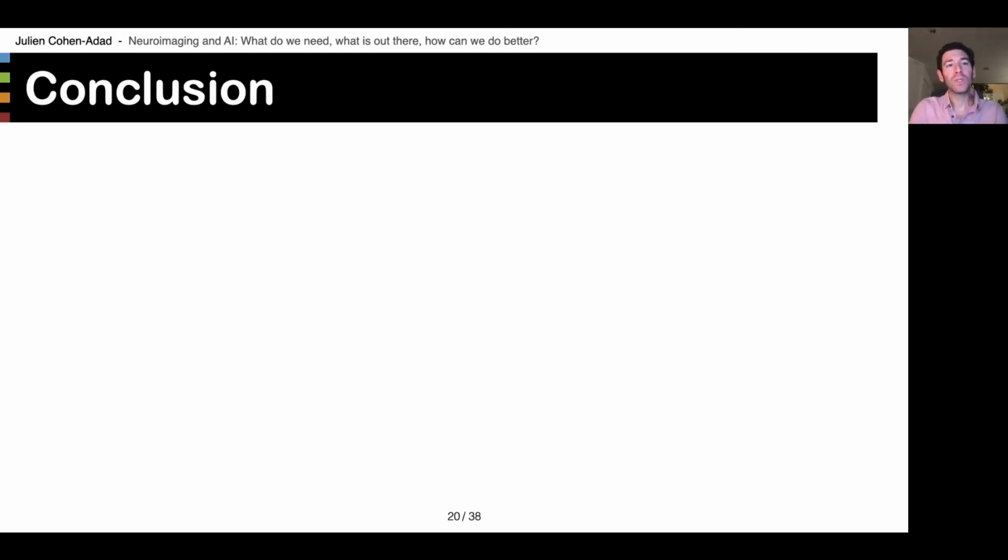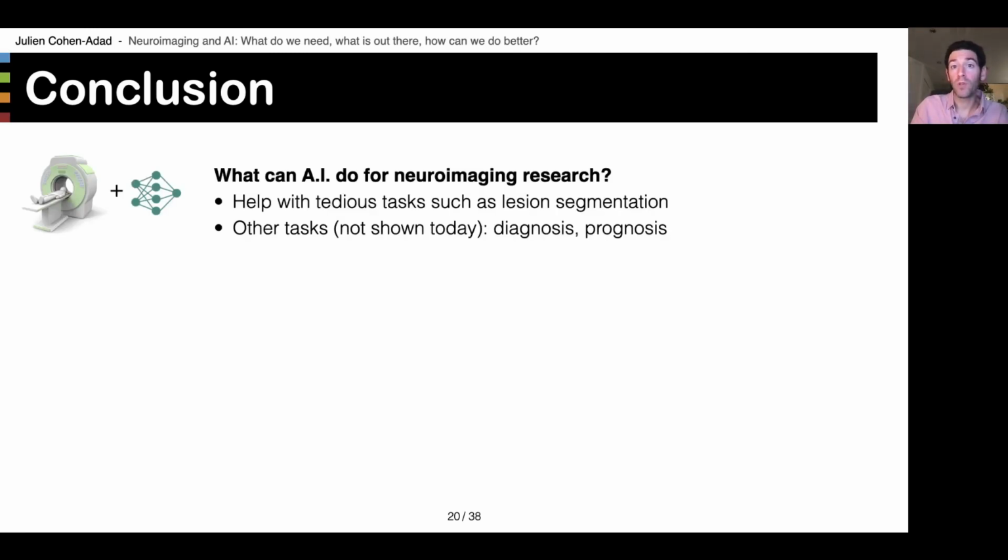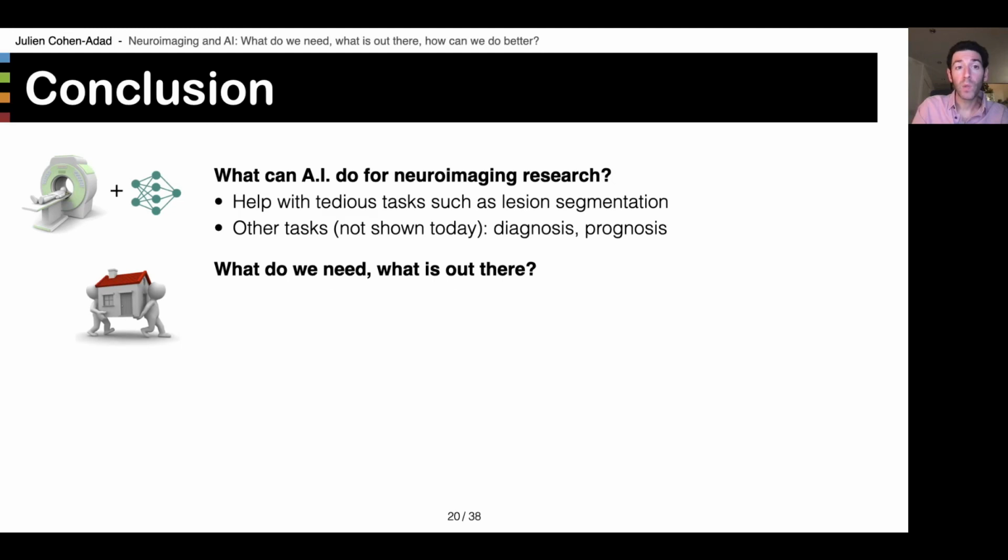So let's conclude this talk, starting with the question, what can AI do for neuroimaging research? The short answer is a lot. Today, we mostly talked about segmentation and labeling tasks, but AI also has a strong future in categorization tasks for diagnosis and prognosis. What do we need? What is out there? The take-home message here is that I think we should focus on strategies to generalize models across various data domains. And an open question is, how can we incorporate priors from MR physics?